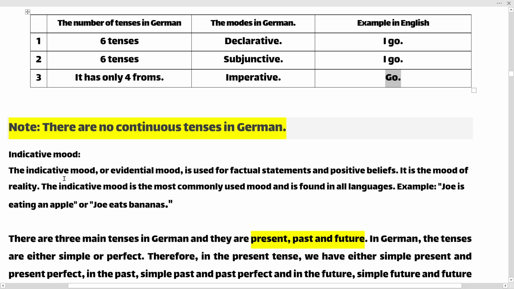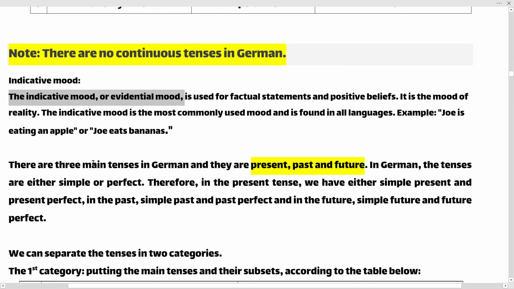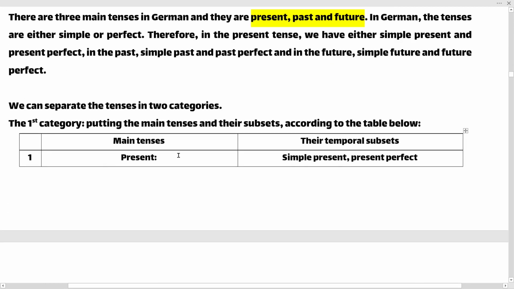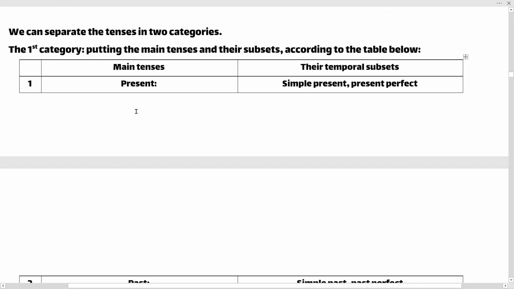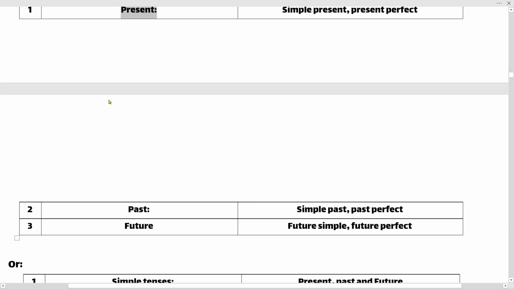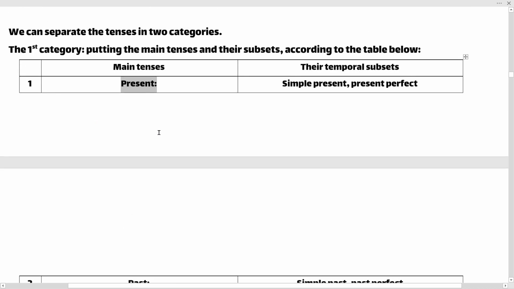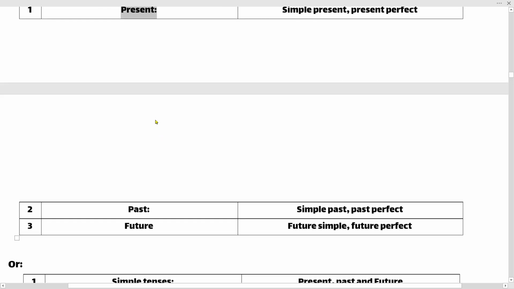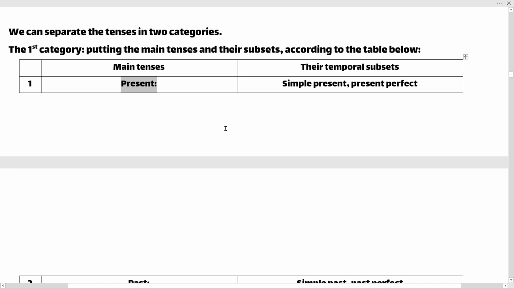So let's talk about a declarative or indicative mood, the indicative mood or evidential mood. So we talked about this mood, which is the most common mood, which is used both in German and English. So let's talk about tenses here. The first tense we use, the main tenses. We have 3 main tenses in all of the languages of the world. Basically, we have present, past, and future. Present, past, and future. Now, we have 6 tenses in German.